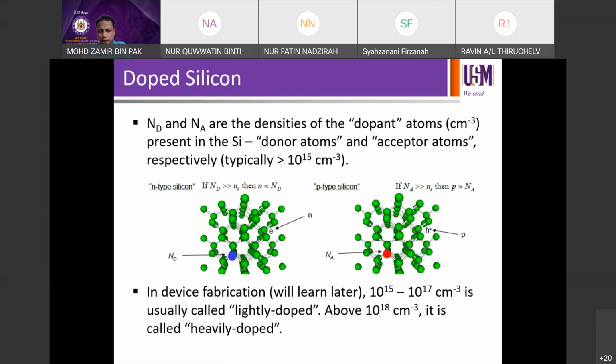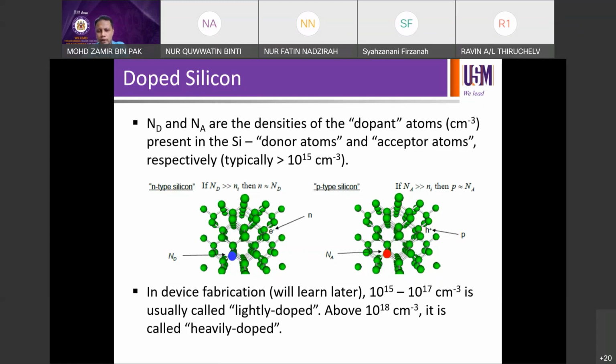So in extrinsic semiconductors, we call the dopant concentration Nd or Na, right? Nd belongs to the dopant from group 5, because D is for donor, donating electrons. So Nd is the donor concentration. Na is the acceptor concentration because it lacks one electron. The densities of both, donor and acceptor concentrations, are typically more than 10 to the 15.